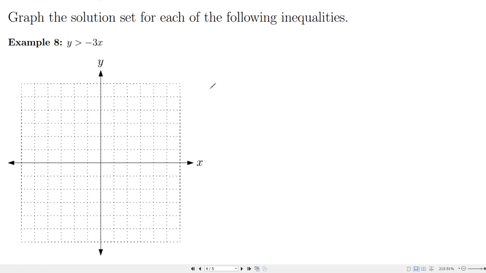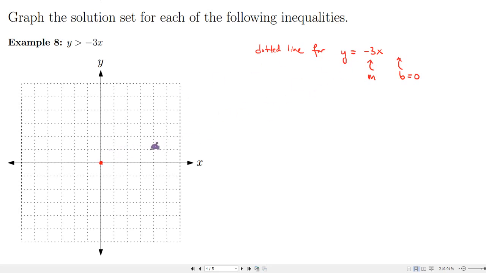All right, now in this example, we want to graph the solution set for the following inequalities, which is similar to what we just did up above. So y is greater than negative 3x. We're not allowing equality, so let's use a dotted line for y equals negative 3x, and that is your slope, and b is 0, right? So b is 0, and the slope is negative 3.